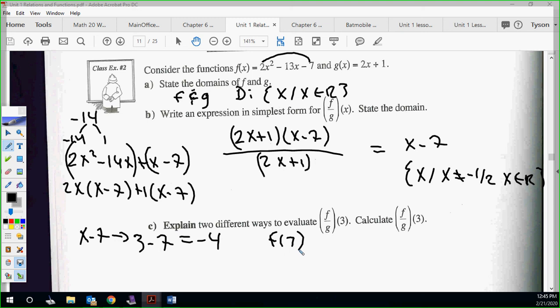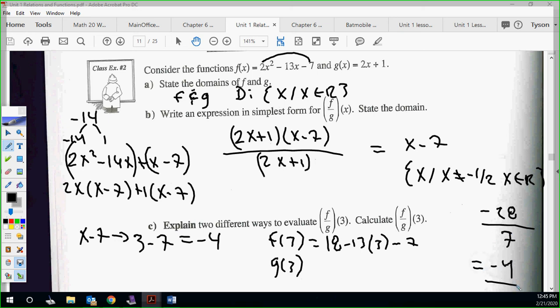F of 3 gives me 9, 18 minus 13 times 3 minus 7. So 18 minus 39, that's negative 21. So negative 28 here on top. And then the g of 3 would be 7. And so negative 28 divided by 7 is negative 4. So you can just see they matched again.